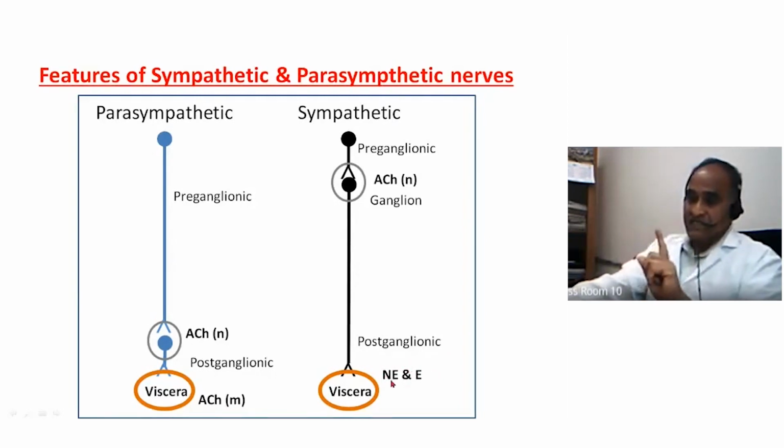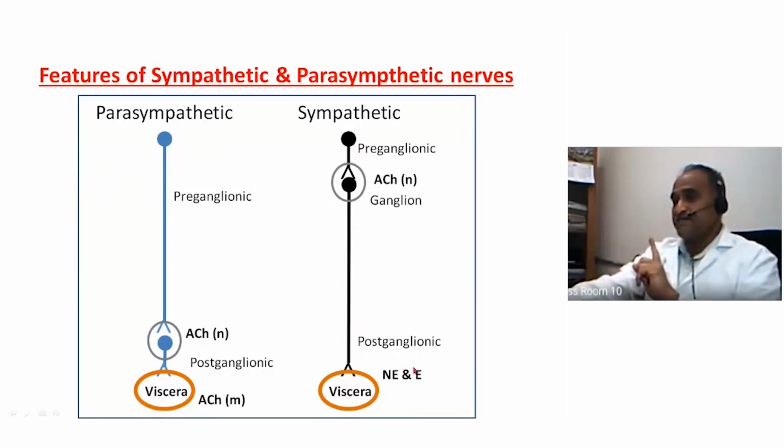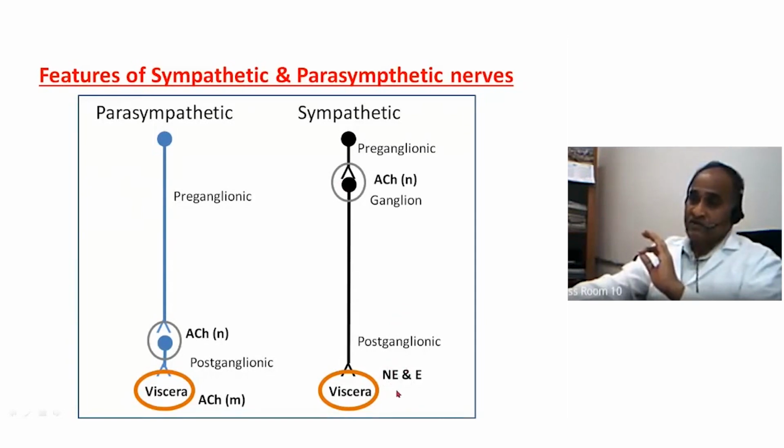Only in one exception, that means only in one condition, they secrete acetylcholine, that is the sweat glands. The sweat glands are supplied by the sympathetic nerves, but they are cholinergic. Except for that, which is a very exclusive component, it is primarily norepinephrine and also epinephrine, because they are almost similar in action, these postganglionic fibers.